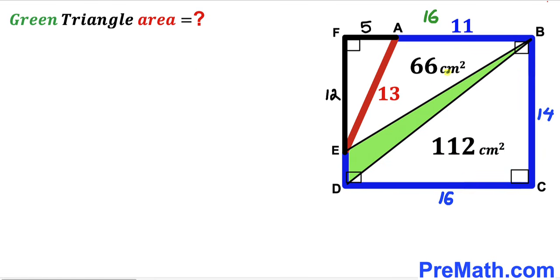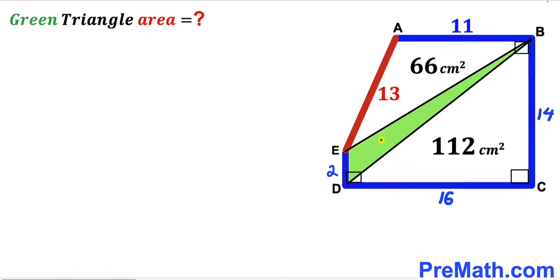And now let's make an observation. We can see that this BC length is 14. So therefore this whole side DF is going to be 14 centimeter as well. And we know that this segment EF length is 12. So therefore this tiny segment length has got to be 14 minus 12, which is going to give us 2 centimeter. So thus this segment DE length turns out to be 2.